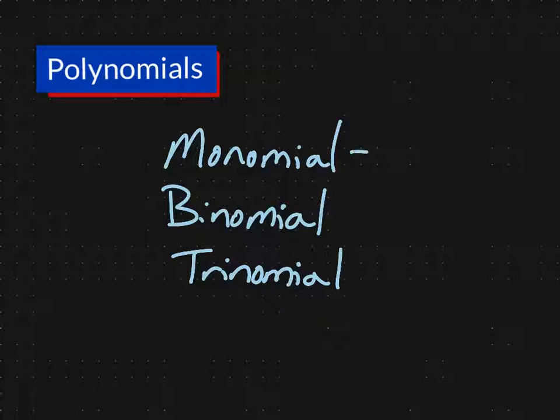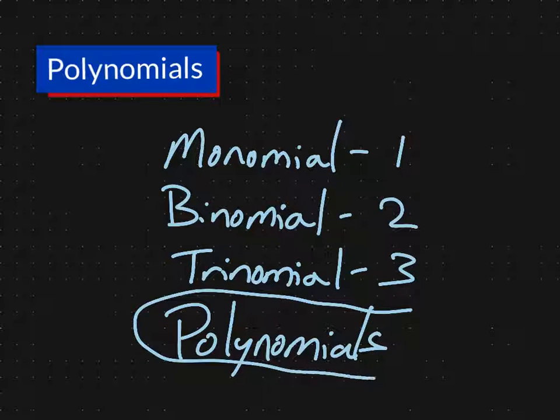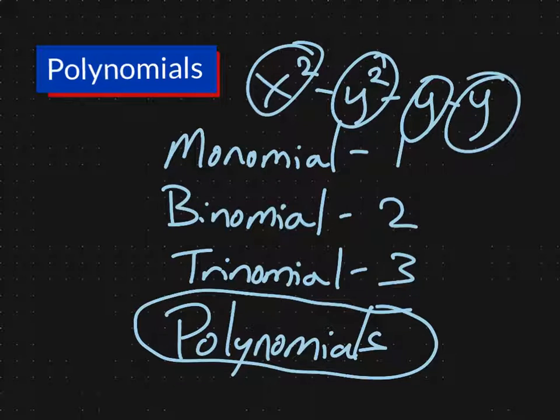So we've seen monomials with one term, binomials with two terms, trinomials with three terms, and these are all types of polynomials. Now there are actually names for expressions with 4 or 5 or more terms, but these names are almost never used, and such expressions are usually referred to simply by the general term polynomial, which of course would work for any of them as well. But x squared minus y squared minus y minus y, that would be an example of a polynomial because there are 4 terms. X squared, y squared, minus y, and minus y.